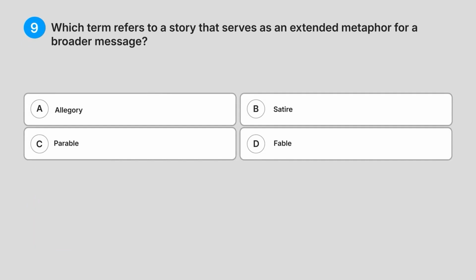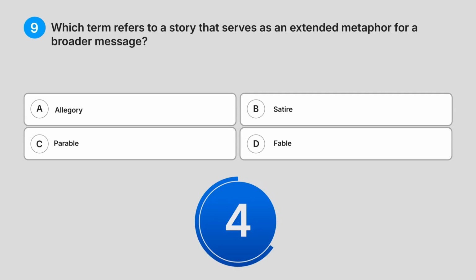9. Which term refers to a story that serves as an extended metaphor for a broader message? A. Allegory. B. Satire. C. Parable. D. Fable. Do you know the answer?